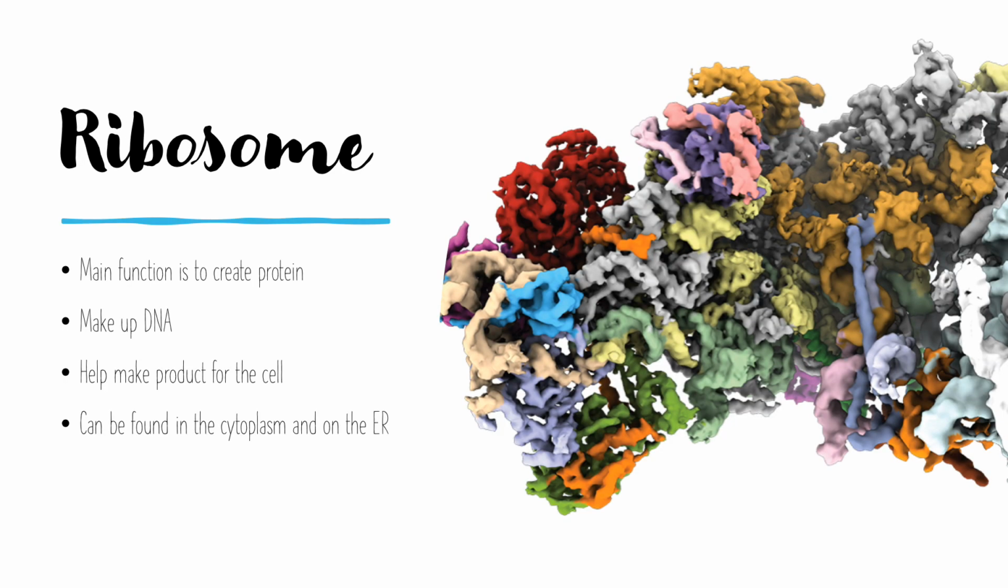And then we have ribosomes, which a lot of the time you see as little dots, but when you get close, there are these little spindly things because they're making proteins. They're made of little parts, but their main function, like I said, is to create proteins. They take the DNA and transform it into a product. So they're taking the recipe and making the product. They help make a lot of products for the cells, and they can be found in the cytoplasm, just floating around, or on the ER, and we will get to that.